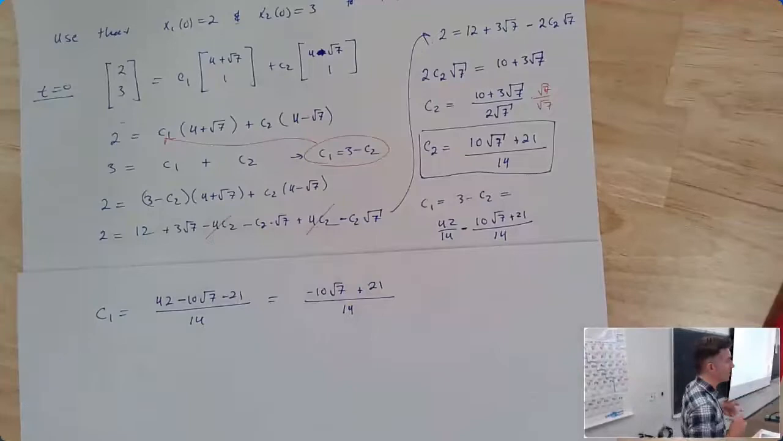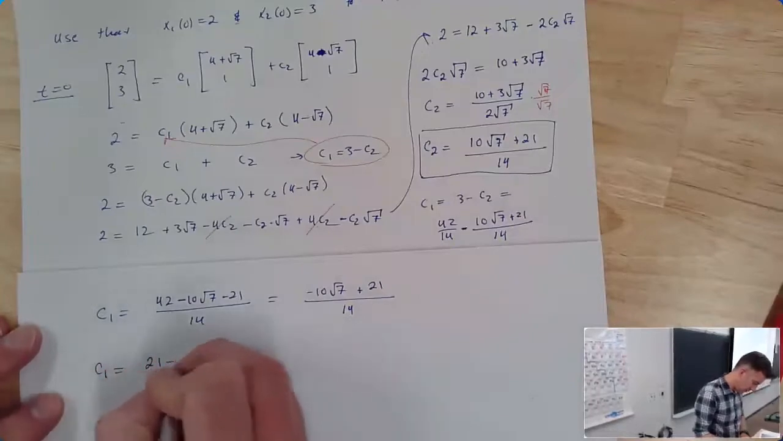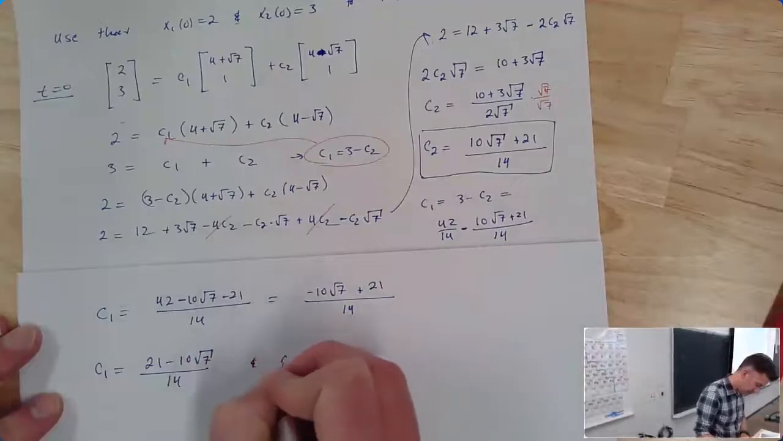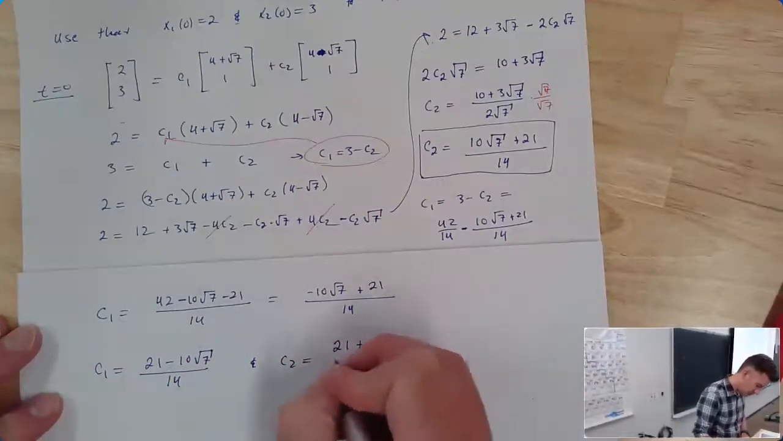Now I've not written them in the way that makes it more obvious that they're conjugates. I probably should have written them as C1 equal to 21 minus 10 root 7 over 14, and C2 equal to 21 plus 10 root 7 over 14.